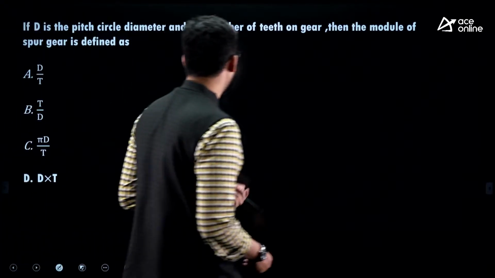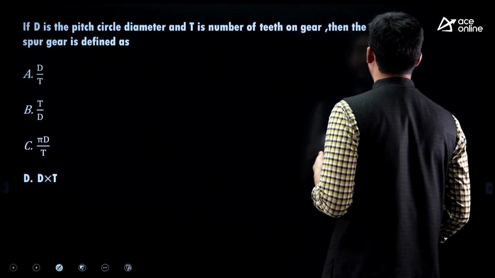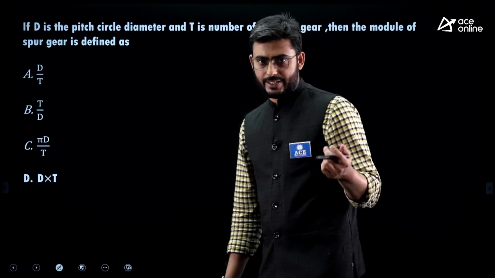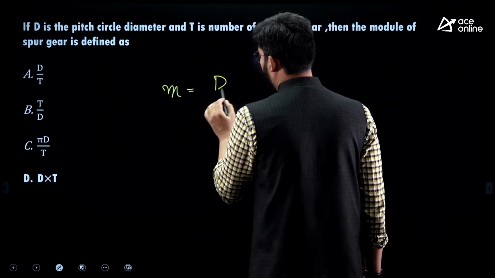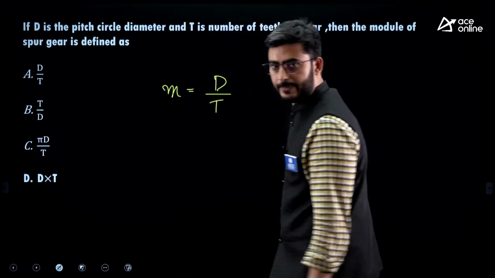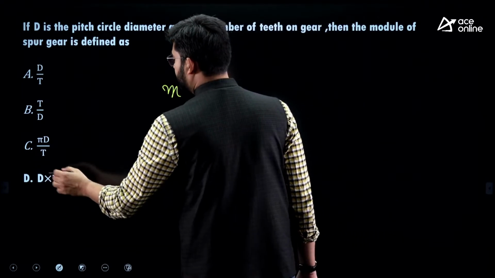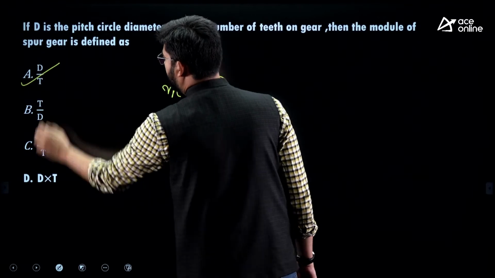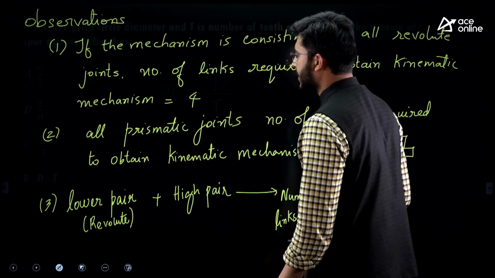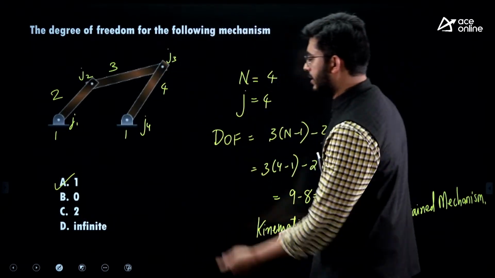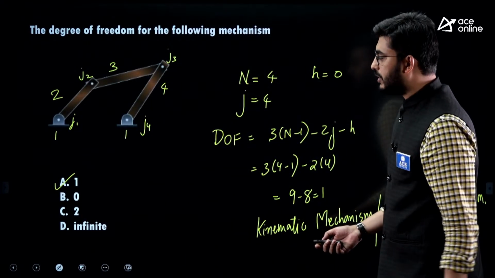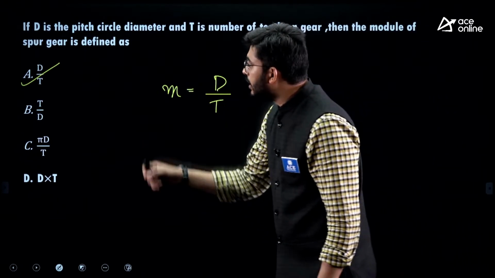If D is the pitch circle diameter and T is the number of teeth, then the module of a spur gear is defined as, you know it very well, module is equal to diameter by number of teeth. So that is diameter by number of teeth. Option A is the answer here. Option A was also the answer in the previous case.